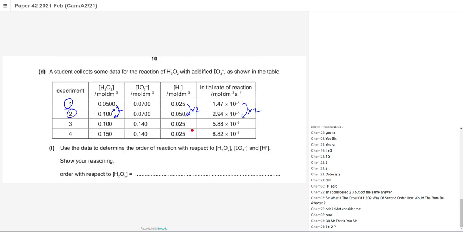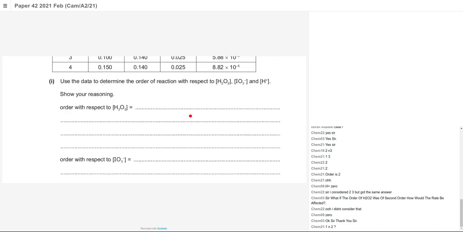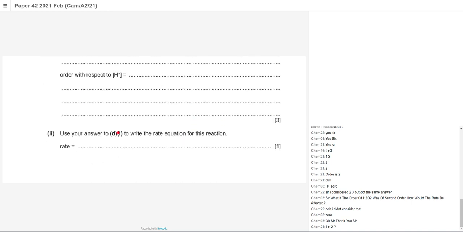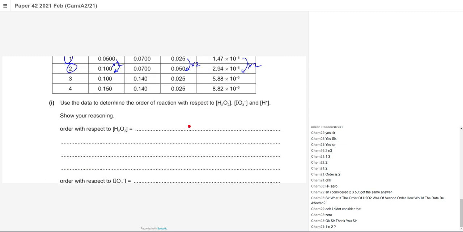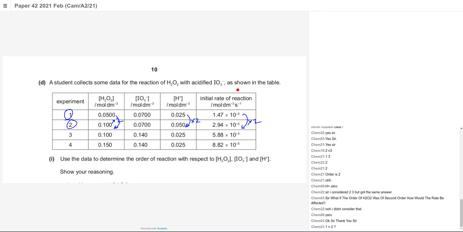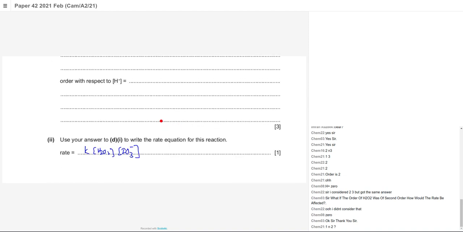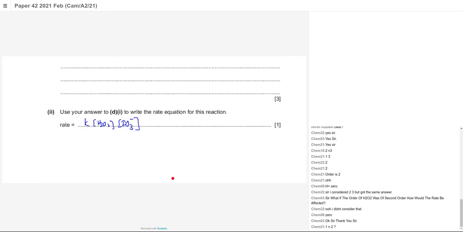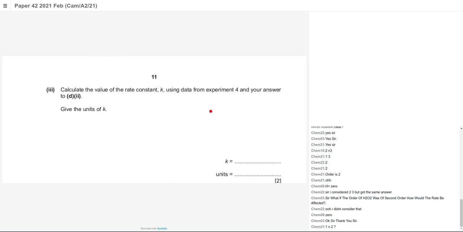Therefore, the order with respect to H plus is 0th. So it means in the rate equation, H plus is not there. H plus is a catalyst. Sorry, it's not a catalyst. Catalyst will have order, right? IO3 is a catalyst. H plus is 0th order. IO3 cannot be 0th order because that's the catalyst. Catalyst will always have order to take part in the slow step. This is the rate equation.